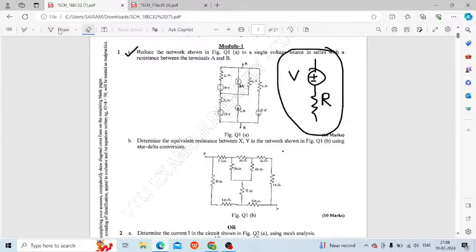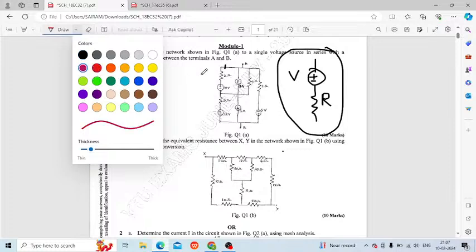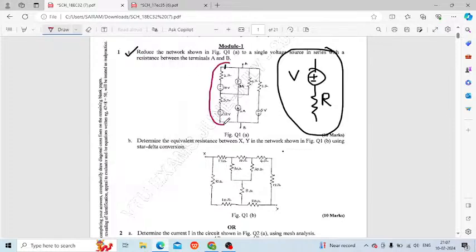Fine. Okay. So here you can see that there is a voltage in series with a resistance, as you can see over here. Right? That means this whole thing is a practical voltage source in series, right? This is a practical voltage source in series.